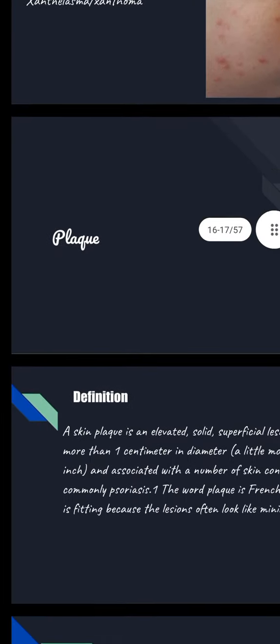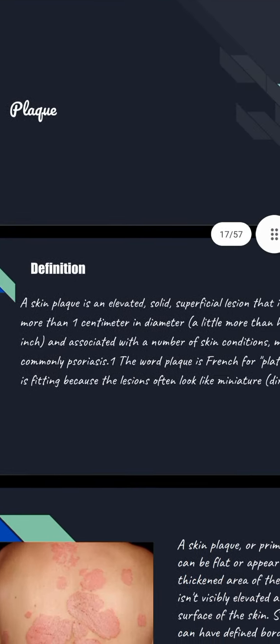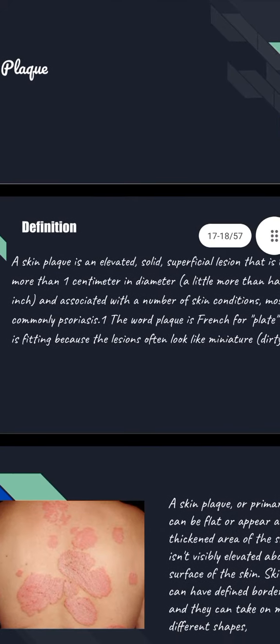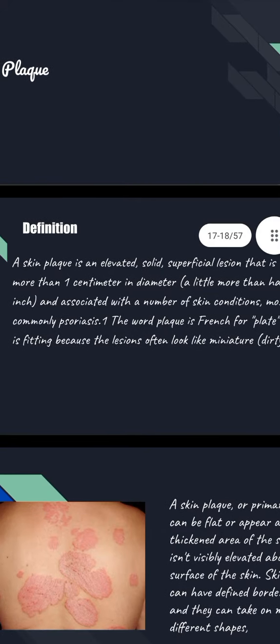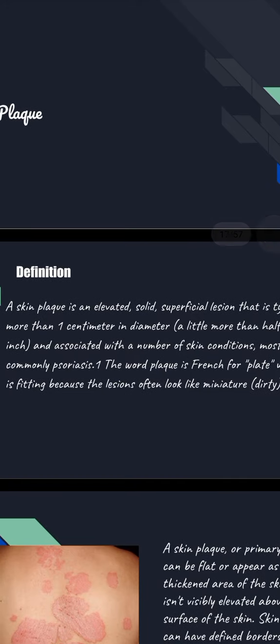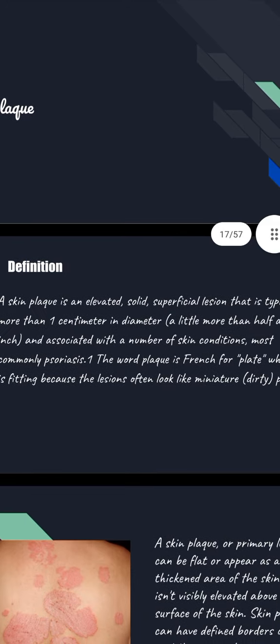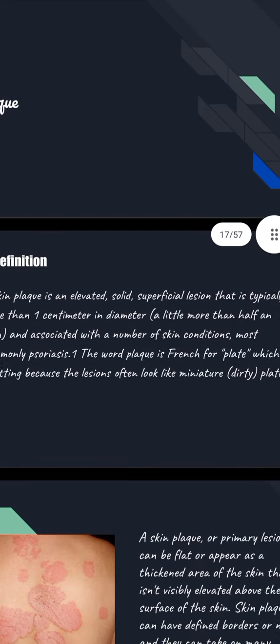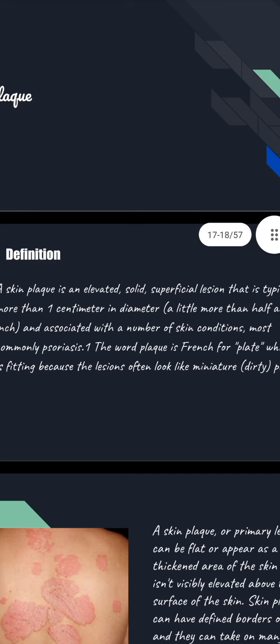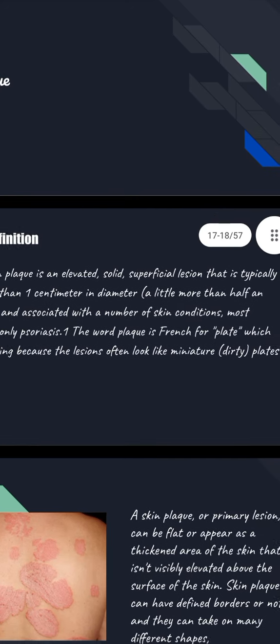The next one is plaque. A skin plaque is an elevated, solid, superficial lesion that is typically more than 1 centimeter in diameter, a little more than half an inch, and associated with a number of skin conditions, most commonly psoriasis. The word plaque is French for a plate, which is fitting because the lesions often look like miniature dirty plates.